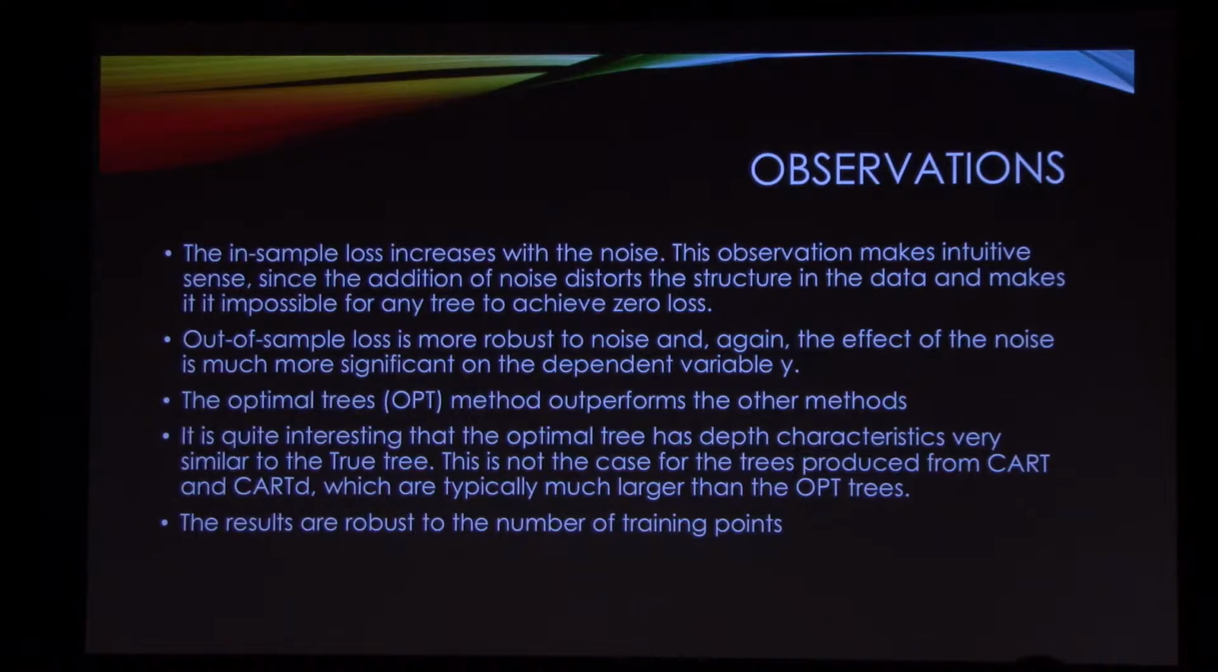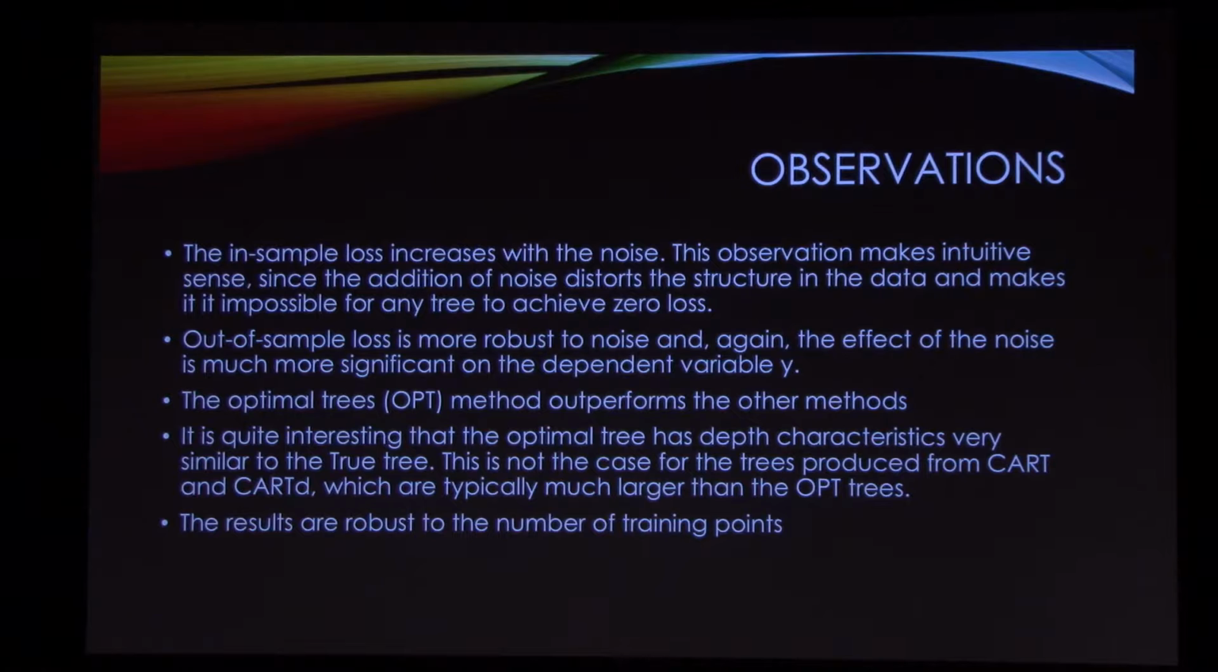Just some observations about the previous 2 pictures. The in-sample loss increases with the noise, so the more noise we add, the larger our in-sample loss becomes. Our out-of-sample loss, however, is more robust. Our algorithm, so the optimal trees method, outperforms both CART and CART-D. Furthermore, it's quite interesting that our method actually gives similar depth characteristics to the true tree, whereas CART and CART-D often give larger trees. And that's really nice to know because it tells us that we're closer to the ideal solution.